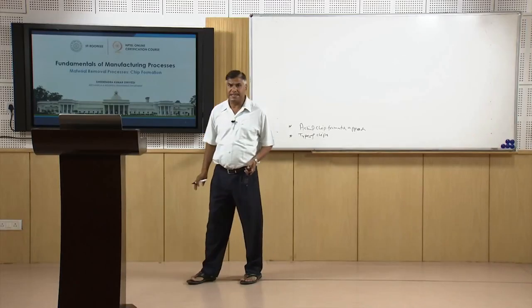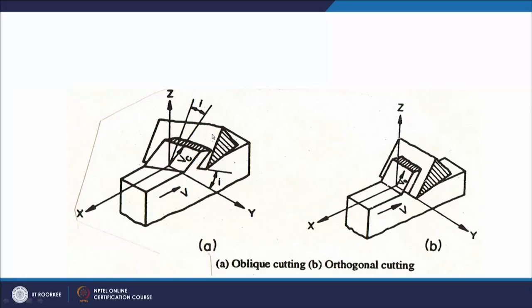This is what we can see here. This is the same figure, where this is the tool and this is the cutting edge. The cutting edge is inclined with respect to the velocity direction. So, this is the case of oblique cutting, wherein the forces will be acting in three directions: the x direction, y direction and the z direction.